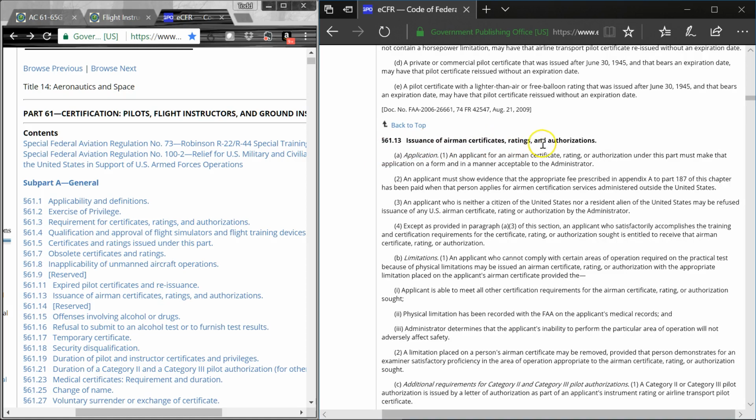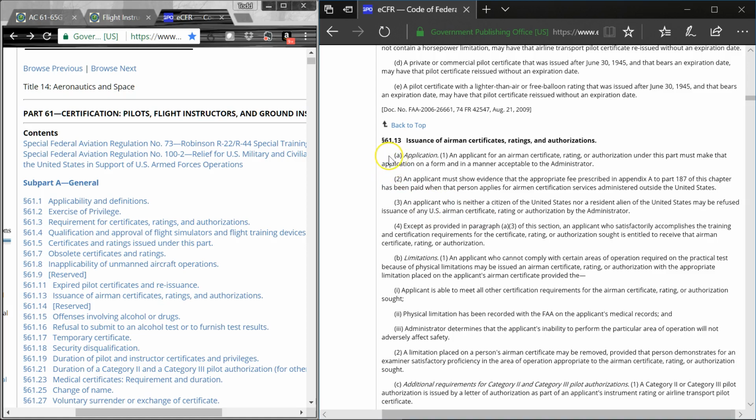61.13, issuance of Airman certificates, ratings, and authorizations. Well, this is when you're actually applying for any Airman certificate, rating, or authorization. It says you must make that application in a manner acceptable to the administrator. Does anyone know what the manner is for applying? Yeah, it's IACRA. So if you don't have an IACRA, then you have to do a paper 8710 application.